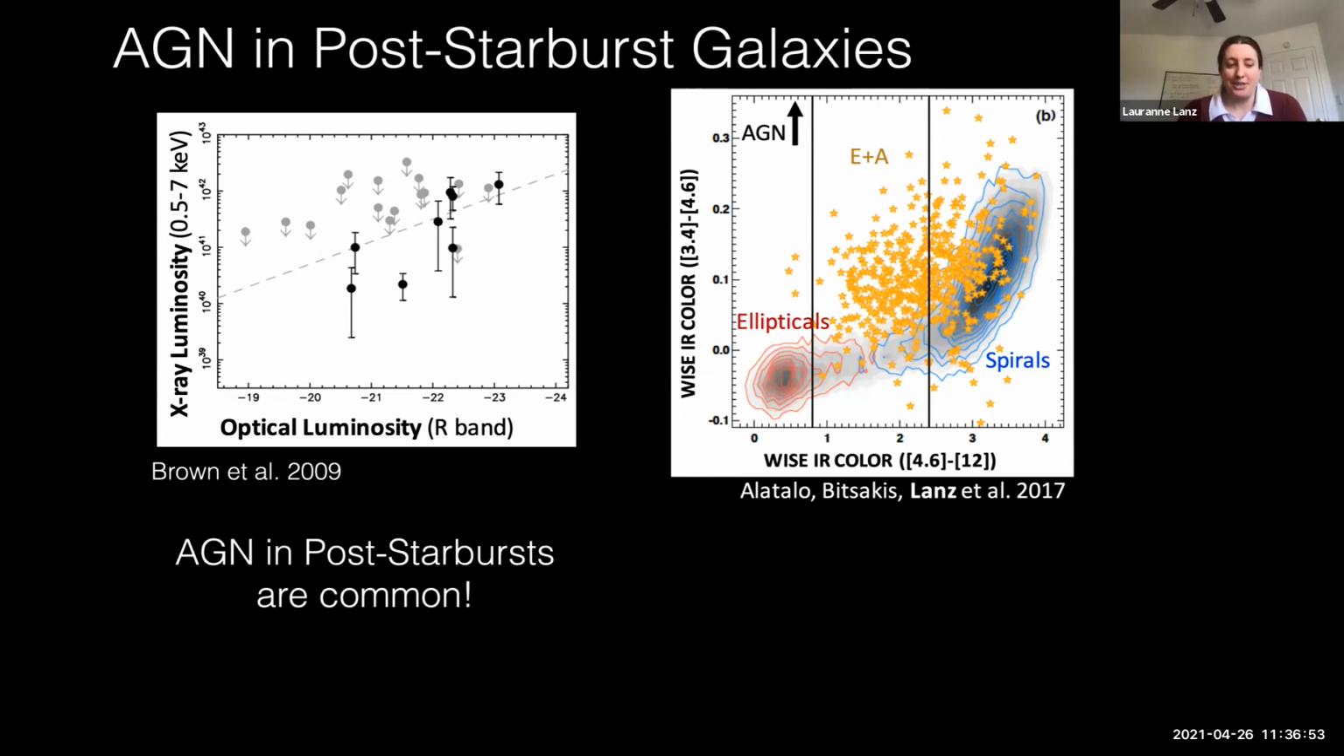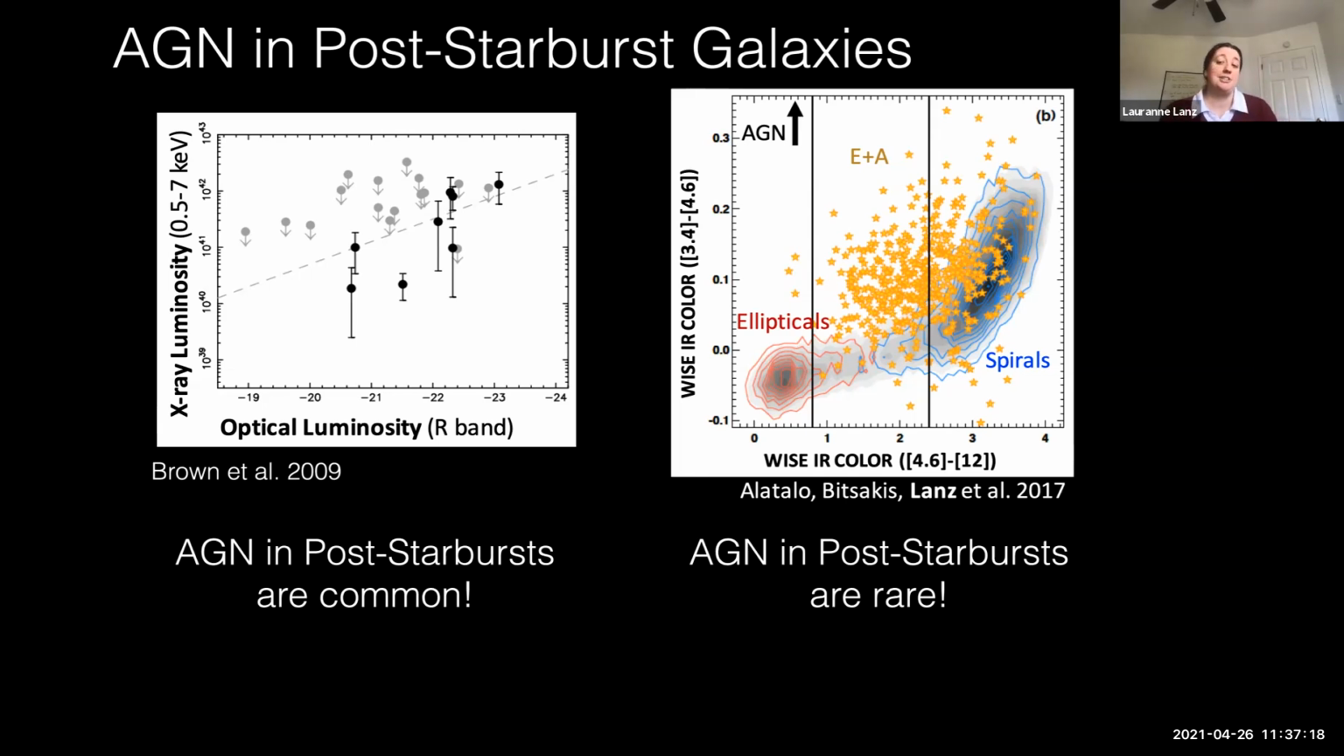Great. But then more recently, we looked at E+A galaxies with WISE colors. Yes, they're a little bit enhanced compared to ellipticals and spirals, but they in no way meet the much higher bar for where we would expect AGN to be. This is similar to what Helmut Musinger and collaborators found looking at post-starbursts in SDSS and finding that most of them don't have optical AGN signatures.